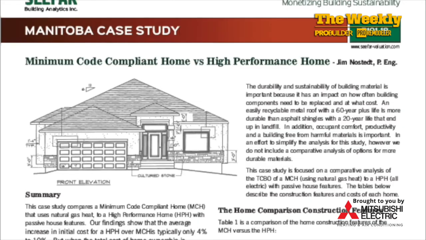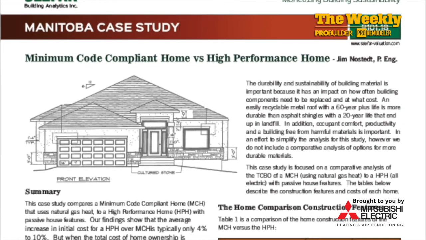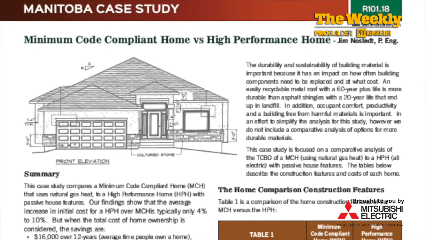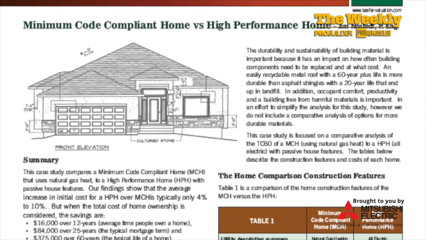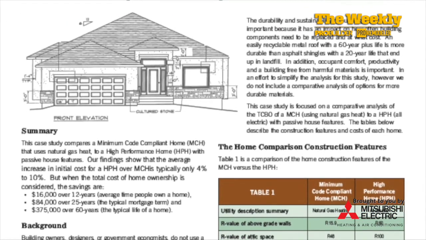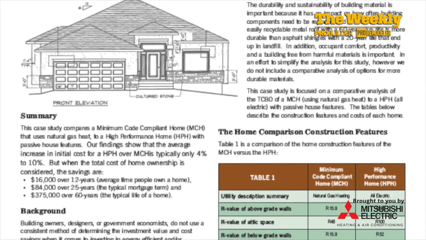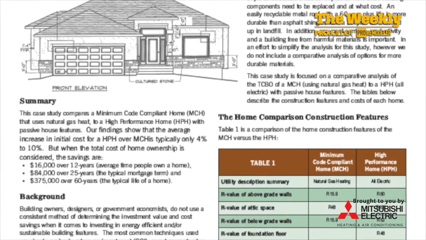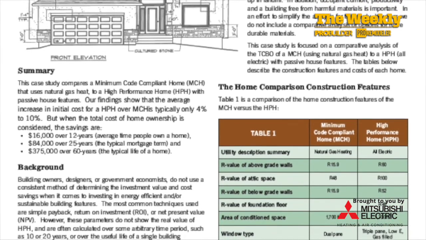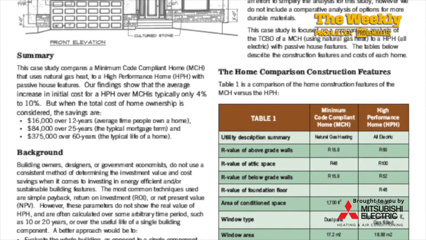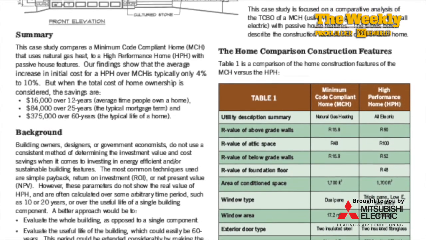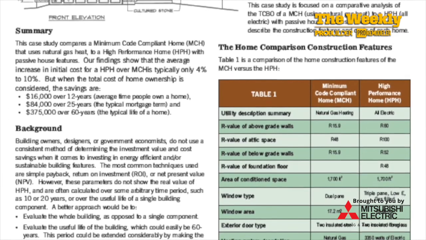This case study of a home in Manitoba, Canada that was built with passive house features compared with a minimum code compliant home estimated that the upfront cost of construction was 4 to 10% more than the code compliant home, but the total cost of ownership savings were estimated to be $16,000 over 12 years, $84,000 over 25 years, and as much as $375,000 over 60 years, or the typical life of the home.